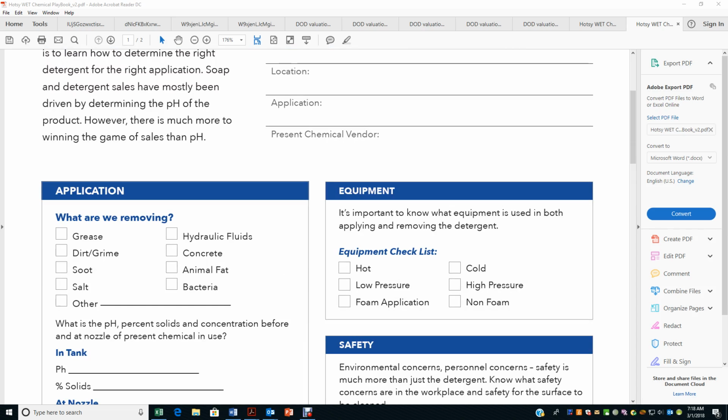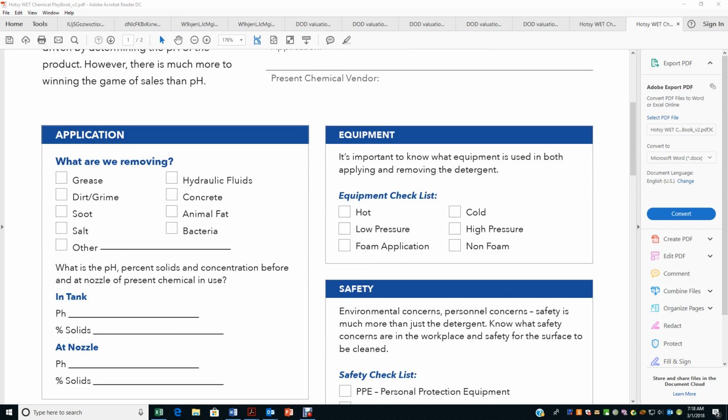With that, I hope that's a quick overview, and if you want to know more about using the pH strips and hydrometer, there'll be a video on that you can see.